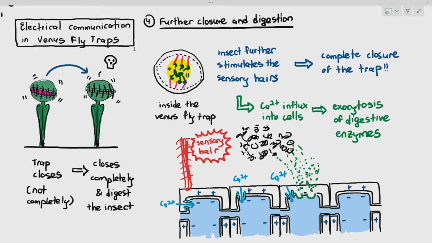The influx of the calcium ions going into the cell will also cause exocytosis of digestive enzymes to basically break down the insects and get the nitrogen. So that's what happens right there.